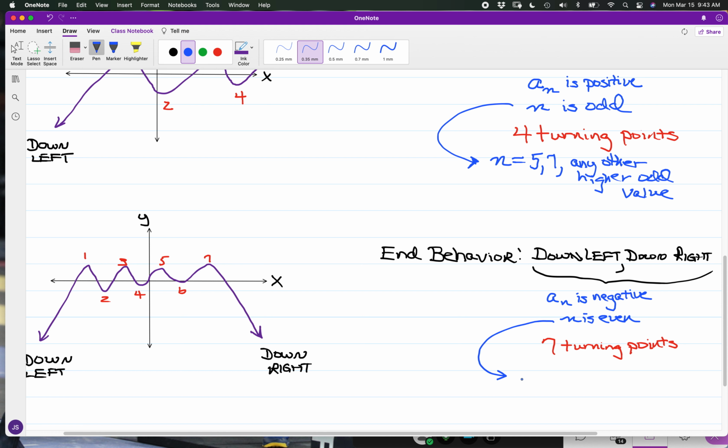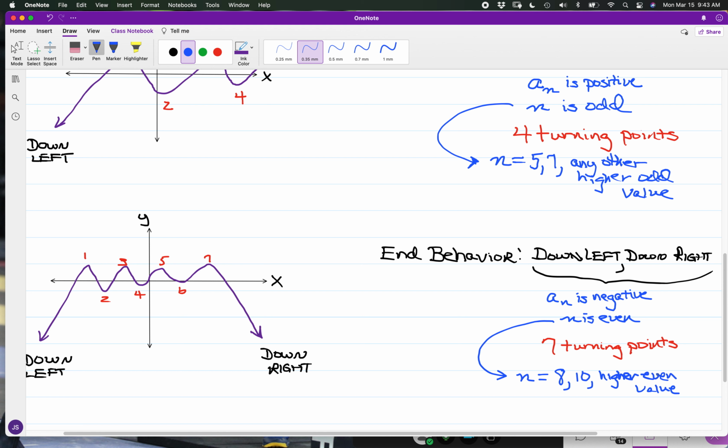So in this case, for what n could possibly be, not 2, 4, or 6, the minimum degree that n can possibly be is going to be 8. So you're looking at an even value that will be higher than the number of turning points. So it could be 8, it could be 10, or it could be some other higher even value, like 12 or 14.